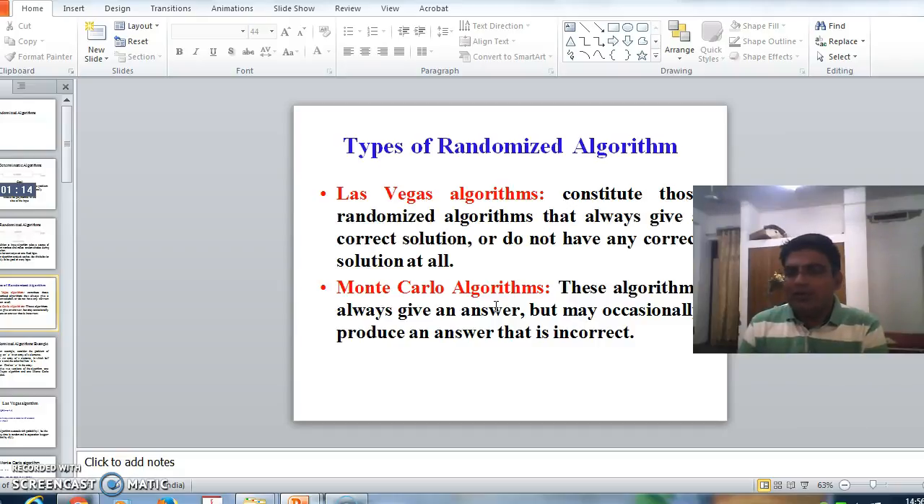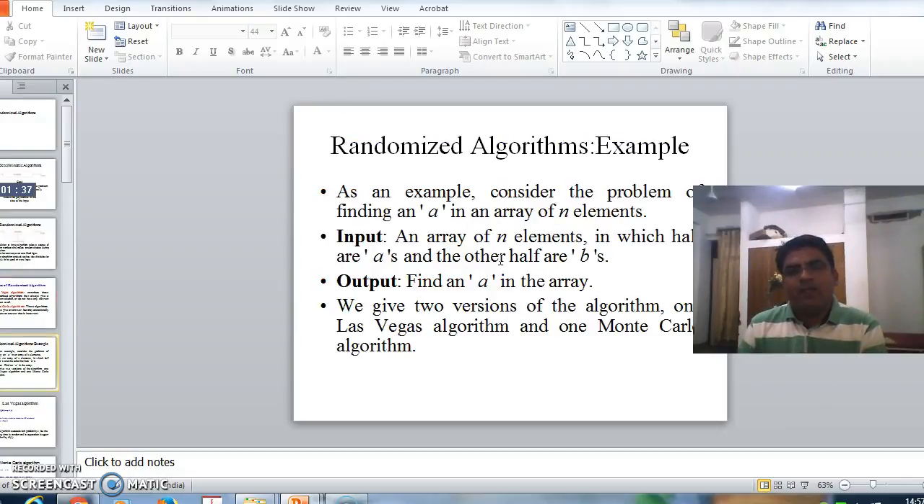Basically, the Monte Carlo algorithm depends on how many iterations we can have. As long as the number of iterations is increased, the chances of finding a solution may increase. But it will depend on whether, within the given chances, we can get the output or not. So these are the two types of randomized algorithm.